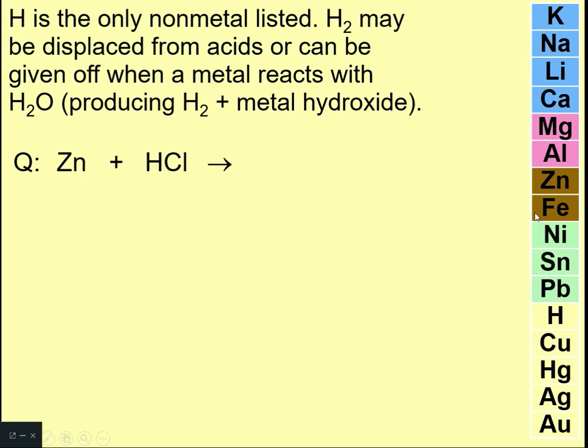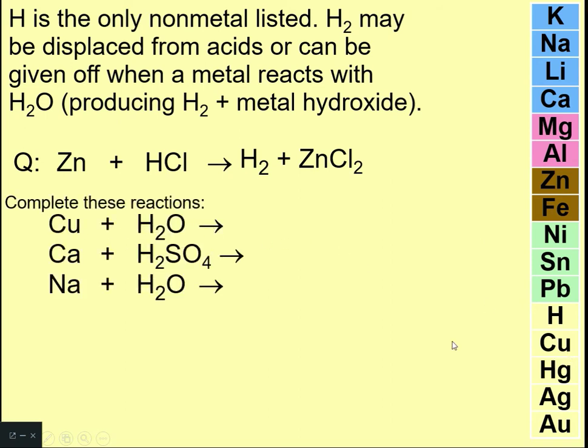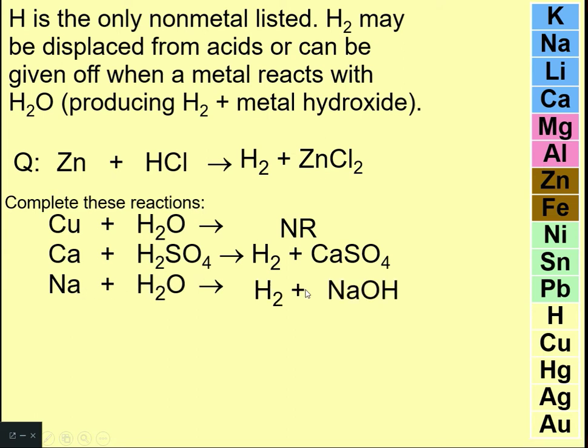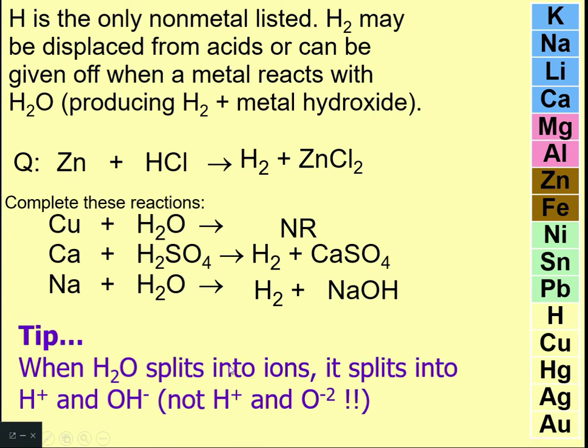So zinc with hydrochloric acid, zinc is higher on the activity series, so it's going to react. Copper with water, see, water has hydrogen in it. Copper is below, so no reaction is going to take place there. Calcium and acid, see, calcium is above, so that reaction is going to happen. And notice when hydrogen went off by itself, you've got H2 because of the Brinkelhoff. And then finally, when it's reacted with water, sodium is way up here. Whenever any metal reacts with water, not necessarily an acid, you're going to make hydrogen and a metal hydroxide. That's because your hydrogen is splitting up with the hydroxide in the water.